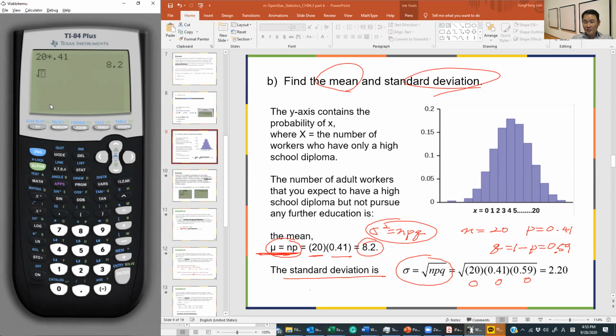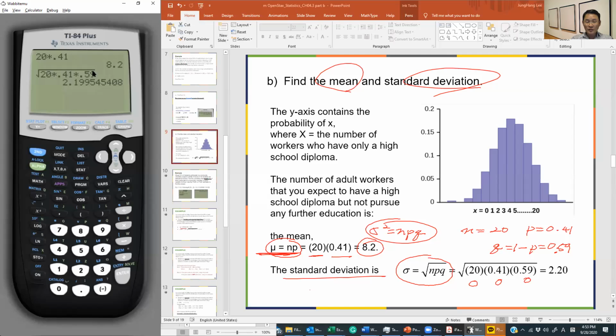Then whatever I'm typing is going to be inside. So 20 times 0.41 times 0.59. You see that square root sign extending, right? And enter. So I have 2.1995.